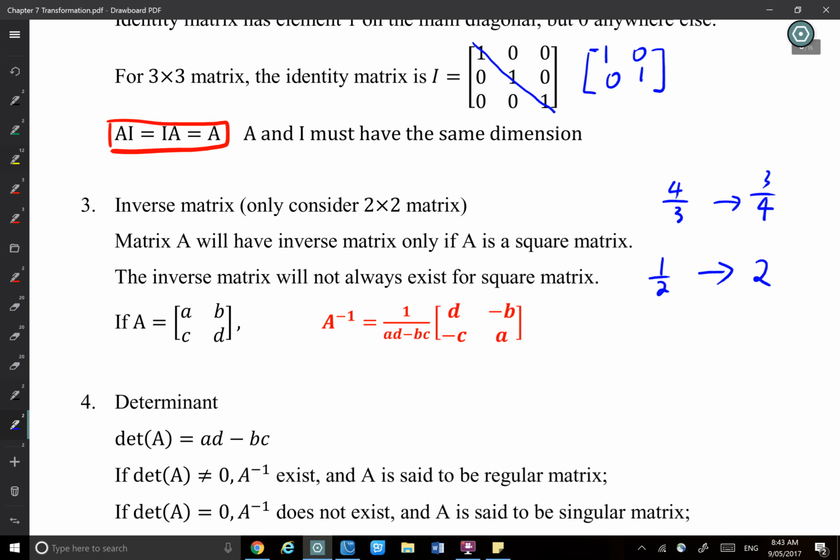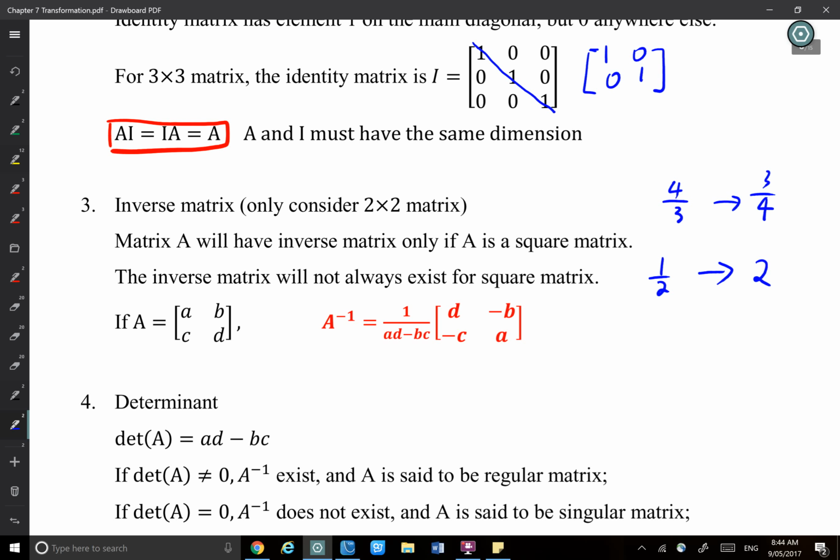Well, the way you find the inverse number is you flip the numerator and denominator. But when you multiply them, what does that give you? When one number times its inverse, it gives you 1, right? 2 times a half gives you 1. 3 over 4 times 4 over 3 gives you 1. So a number times its inverse will give you 1. That's the definition.